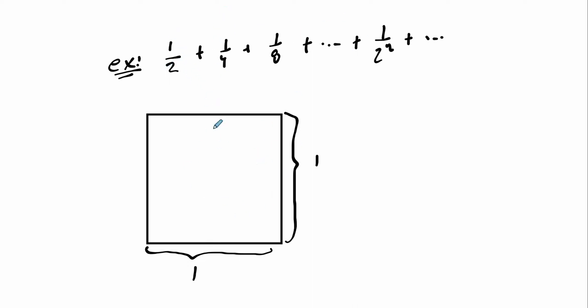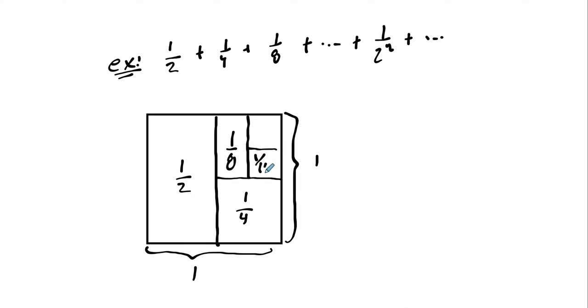Think about it. We start with a half. Okay, there's a half. Then we add a fourth to that, so half of a half. Then we add an eighth, a half of a fourth. Then we would add a sixteenth, a half of an eighth. And so on and so forth, forever and ever.